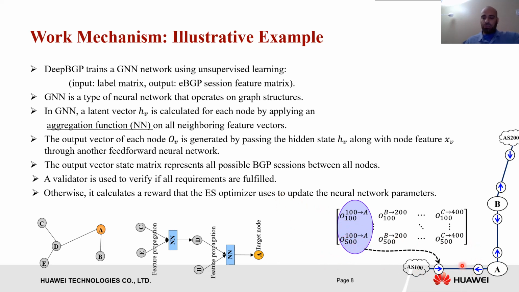After applying the first round of GNN, we verify the results using the validator. If the validator finds that the generated output fulfills our requirement, we generate the final configuration. Otherwise, it calculates a reward that represents the calculated output, and then forwards this reward to the evolution strategy optimizer, which tunes the neural network parameters in order to drive the network toward the optimal solution.